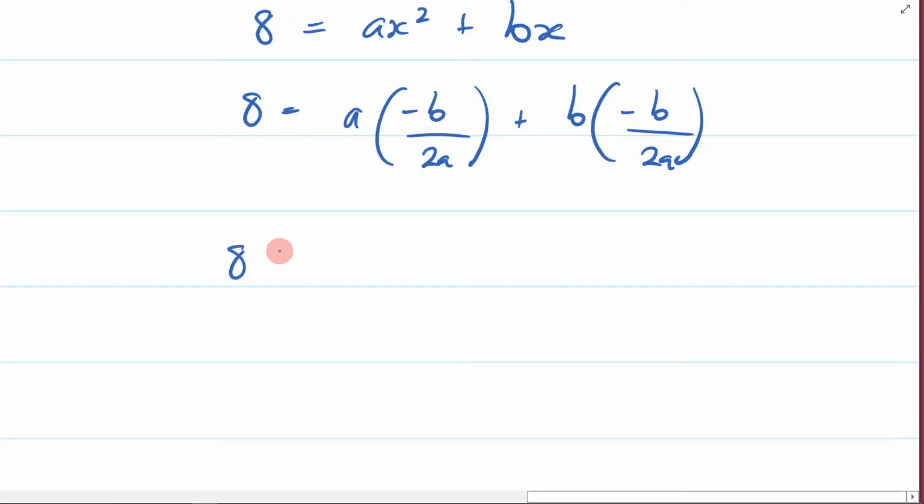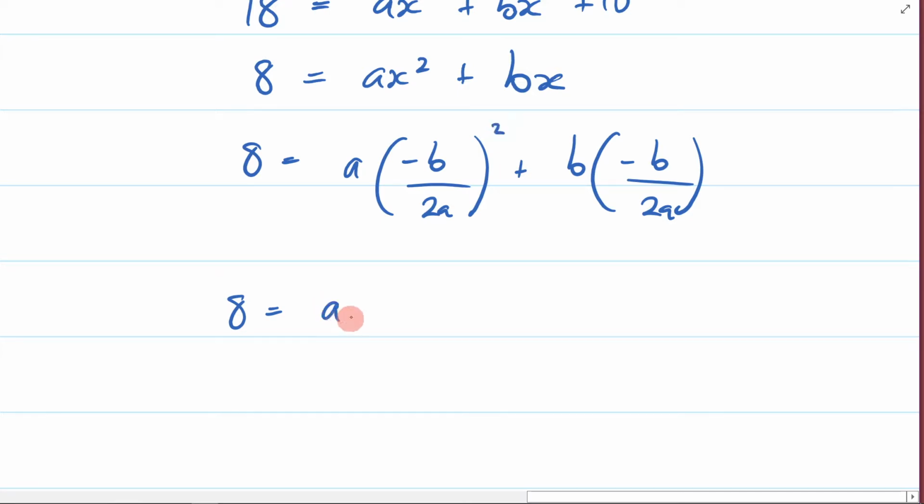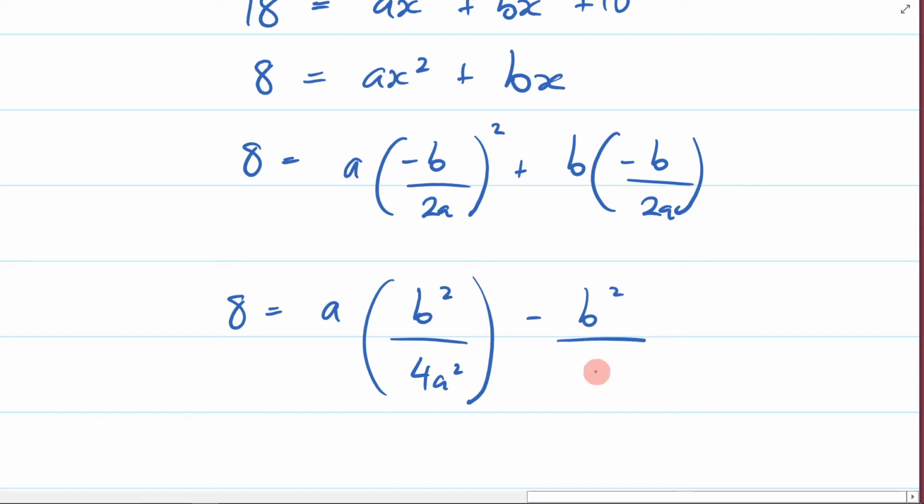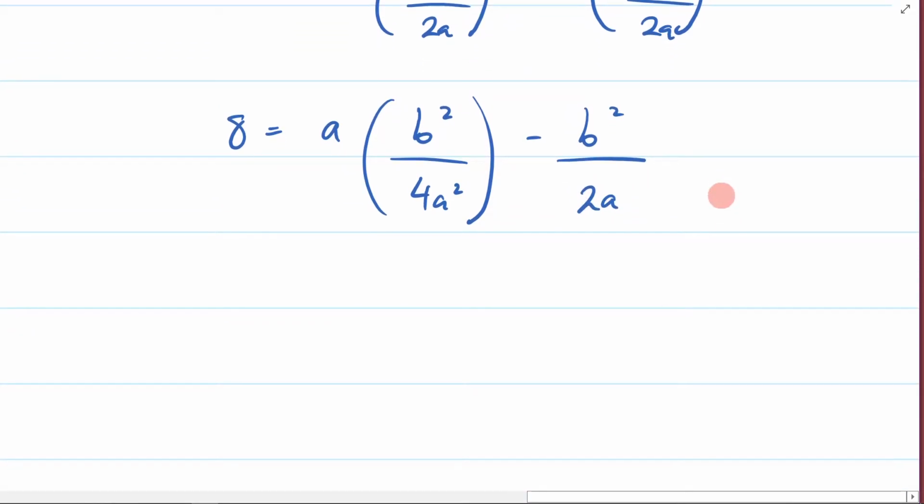Now we're just going to get lost in the algebra for a bit, but we'll enjoy it. Oh, and also this is being squared. Don't forget that, because that's squared there. All right, that's going to be b squared over 4a squared. This is going to be negative b squared over 2a. Okay, we're doing well. Now, what's going to happen here is that this a will cancel with one of the a's down there. So I'm going to be left with b squared over 4a minus b squared over 2a.